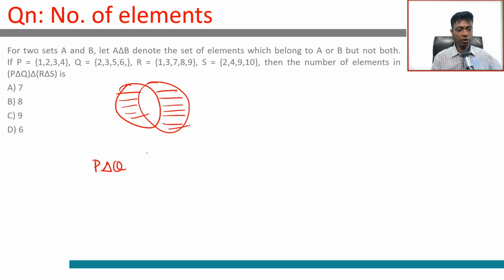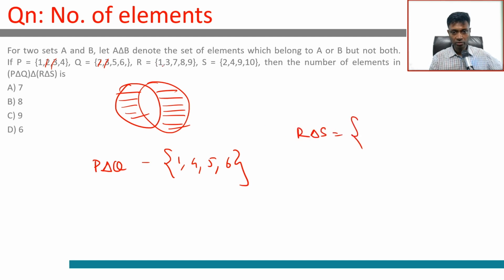First, P triangle Q is, this has 1, 2, 3, 4. This has 2, 3, 5, 6. 2 and 3 are common. Remove that. P triangle Q is 1, 4, 5, 6. Let's worry about R triangle S now.